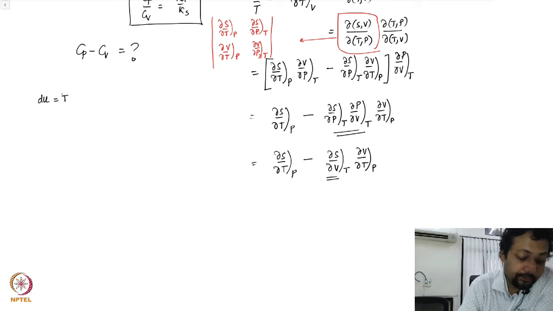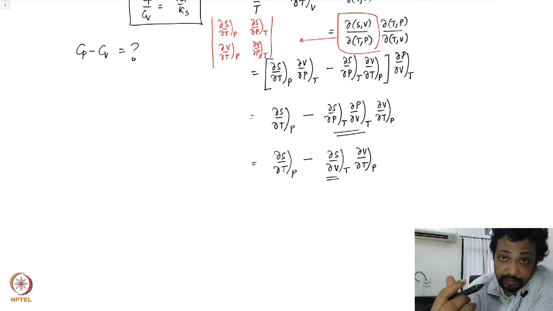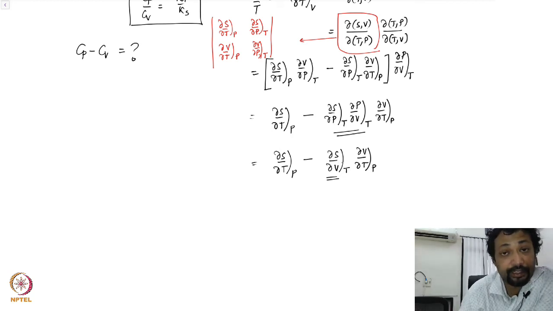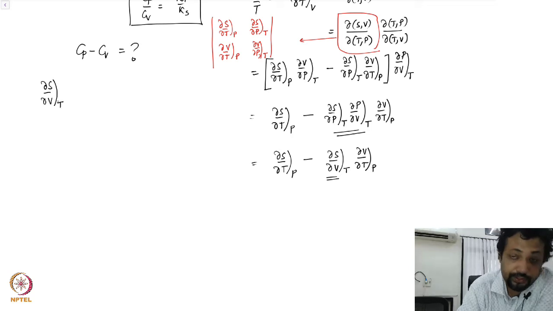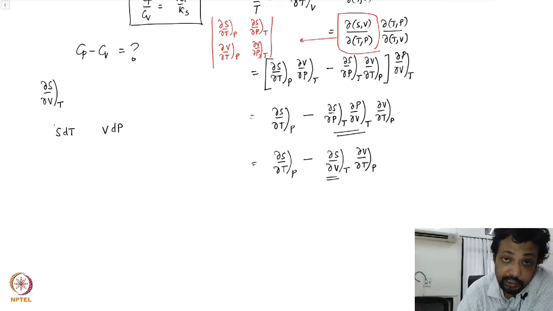So for this I have S V. Here comes the utility of the Maxwell's relation. I want to figure out if there is a Maxwell relation that relates this derivative with something else. If you just look at the structure, del S del V temperature constant, this immediately tells you that I have S dT, correct? Then I have V dP. So I have to figure out which one I can use.